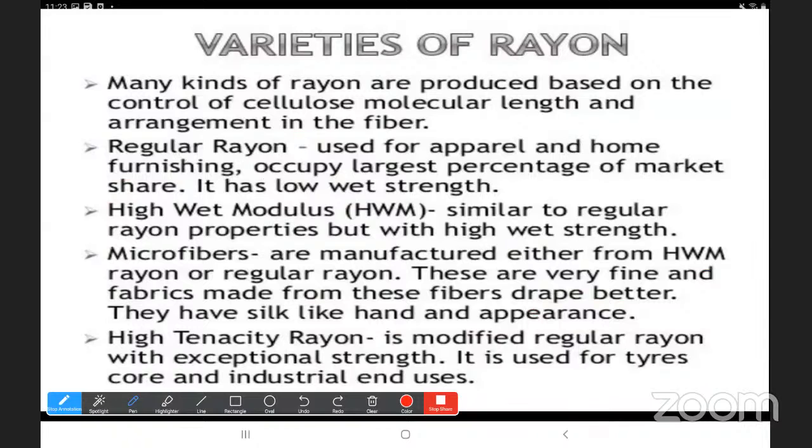The next one is high tenacity rayon. This is modified regular rayon with exceptional strength. It is used for tire cores and industrial end uses.